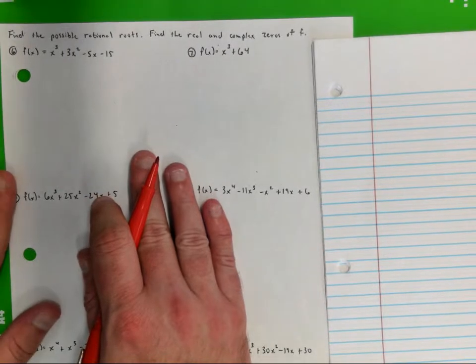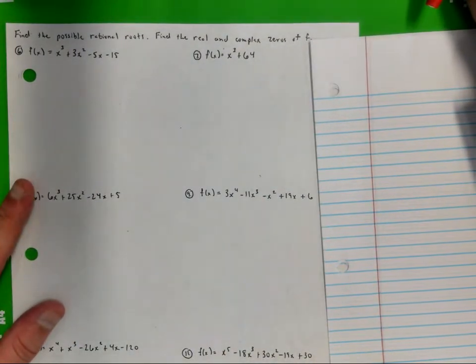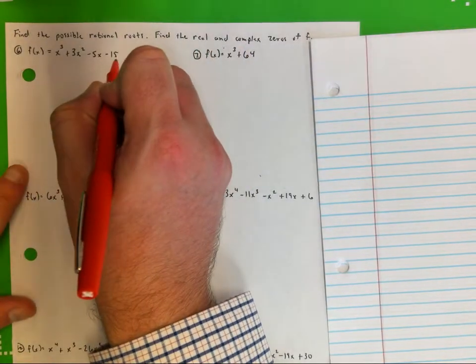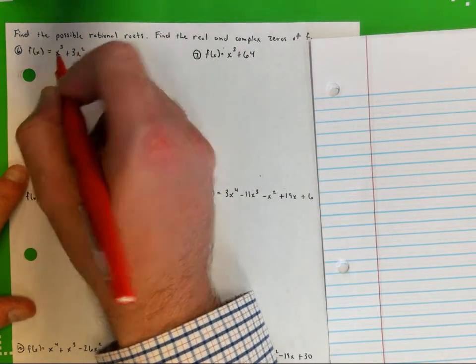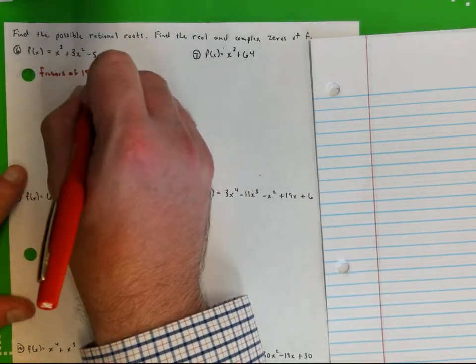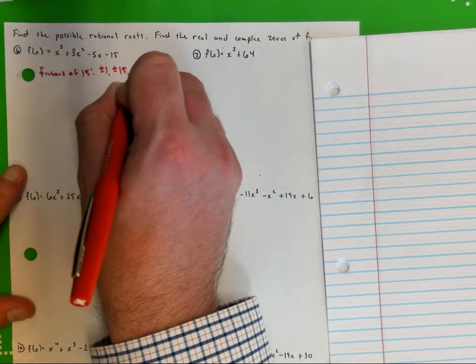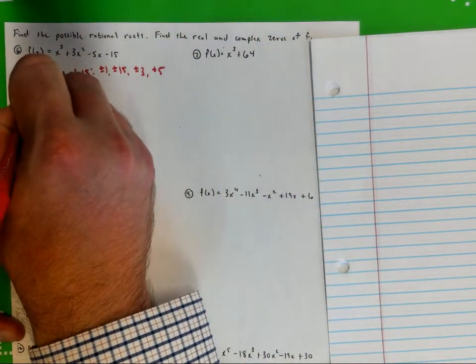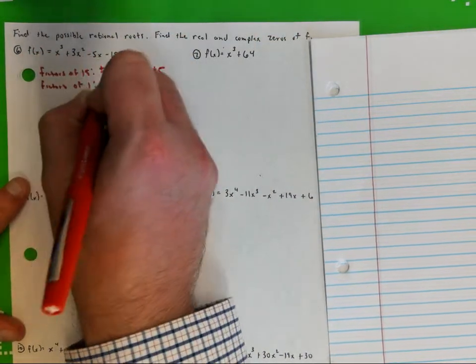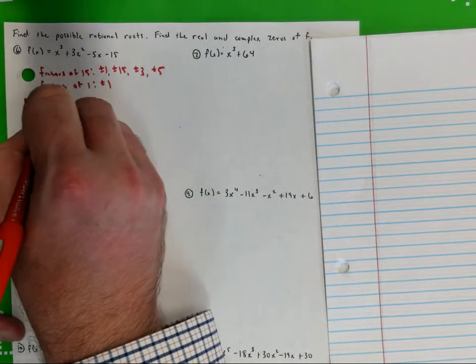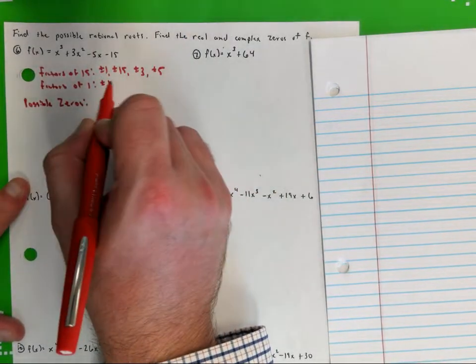Remember, to find the possible rational roots, you list the factors of the last term divided by the factors of the first one. So I'm going to do factors of 15: plus or minus 1, plus or minus 15, plus or minus 3, plus or minus 5. Now I'm going to list the factors of 1: plus or minus 1, that's it. So my possible zeros, you take all these and divide it by this.